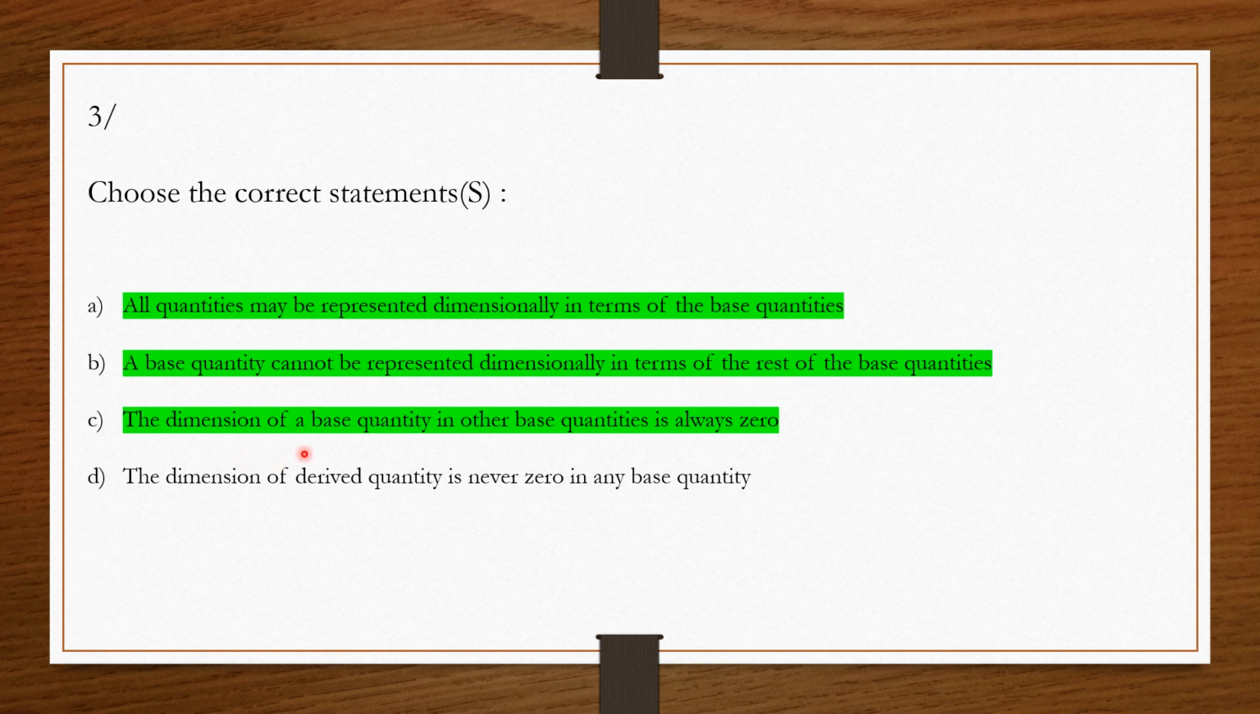Then option C: the dimension of a base quantity in other base quantities is always 0. Yes, this is also the right one. Then option D says the dimension of a derived quantity is never 0 in any base quantity. And this is the wrong statement. So here option A, option B, and option C are the right statements.